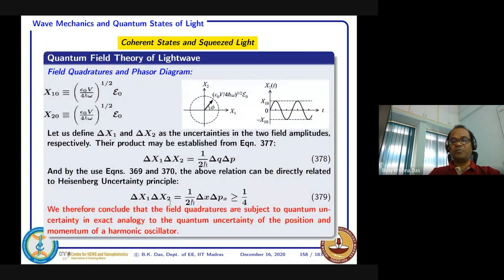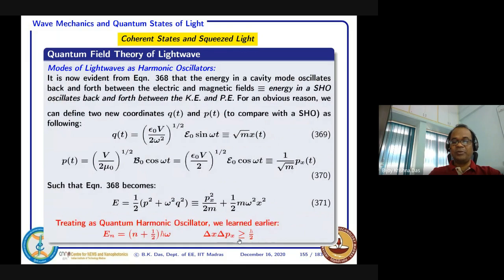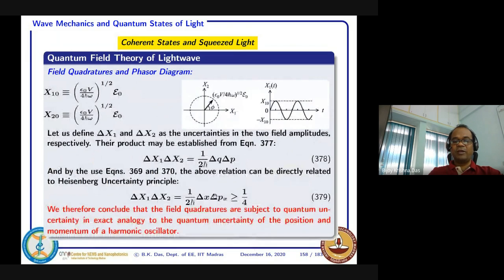Delta x1 delta x2 means 1 over 2h bar times delta x delta px. Now we know this value quantum mechanically: it is greater than or equal to h bar by 2. That is the uncertainty principle we have already mentioned. If we put h bar by 2 here, we get 1 over 4. That is the ultimate result we wanted, because x1 and x2 are dimensionless, so delta x1 delta x2 comes out as simply a number, 1 over 4.